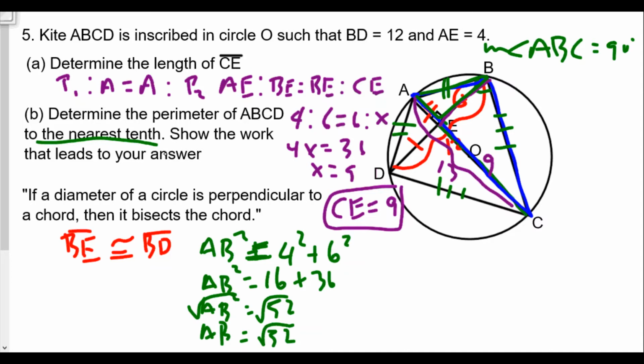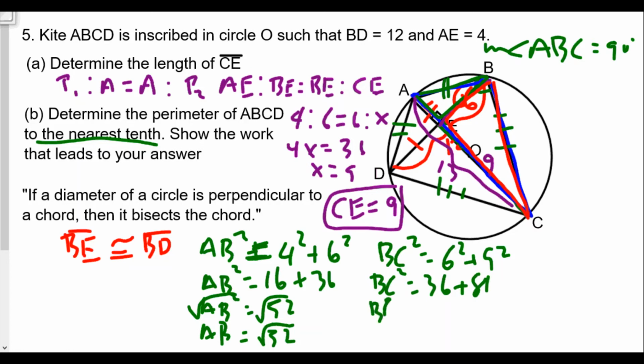All right, now we'll do this again. We're going to now find BC. So we know BC is the hypotenuse in this case. BC squared is equal to 6 squared plus 9 squared. Here's our second triangle. We're going to put this in red, I guess. So here's our second triangle, and this is 6 and this is 9. So BC squared equals 36 plus 81. BC squared is equal to 117, and so BC is equal to the square root of 117.